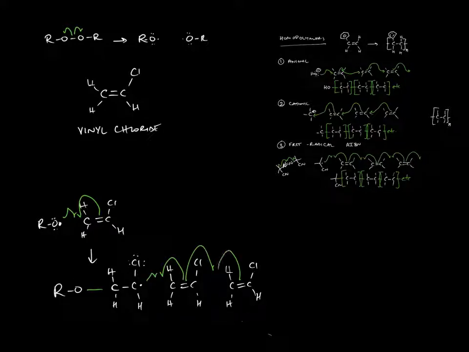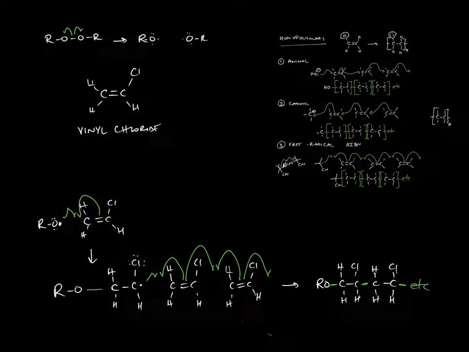So if you do a bunch of these all at once, we are going to make a chain that looks like RO attached to CH2, CCl, and then another bond to CH2, C with a Cl and H, and then another bond to another one, etc. We'll see that the repeating subunit is this guy, which came from our vinyl chloride.